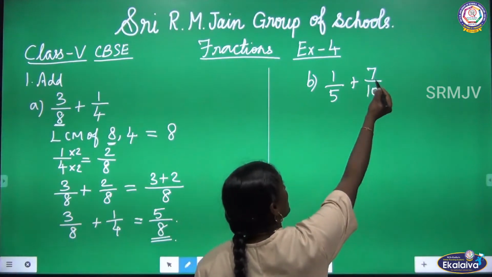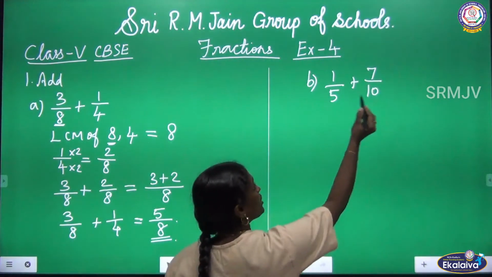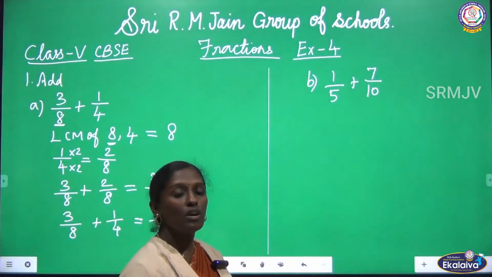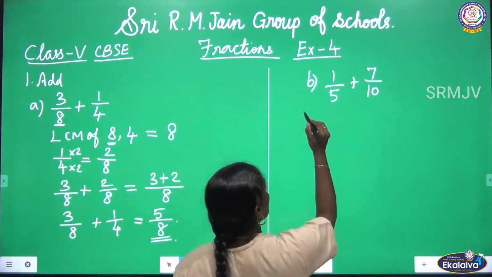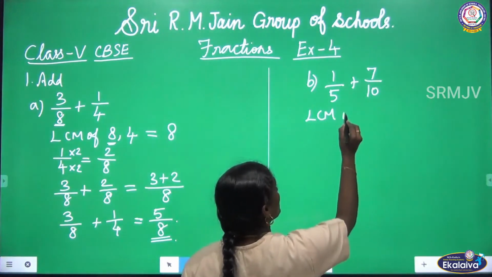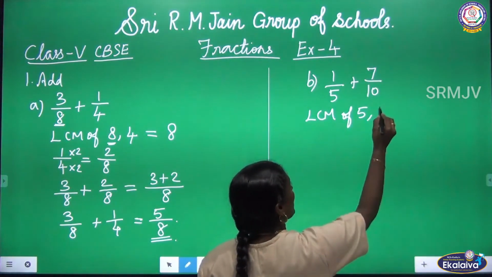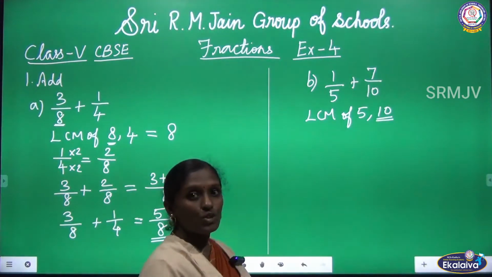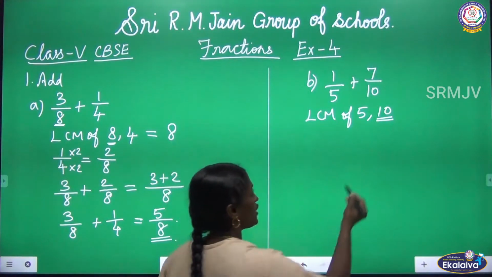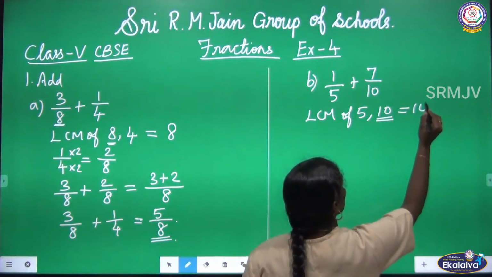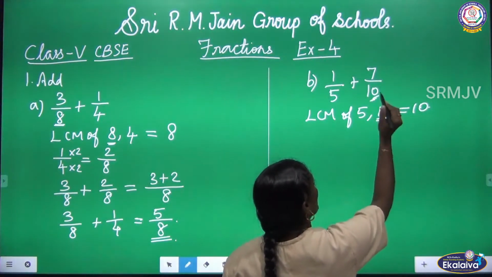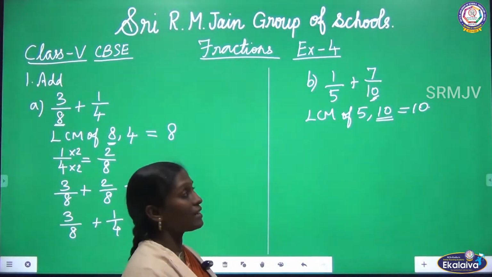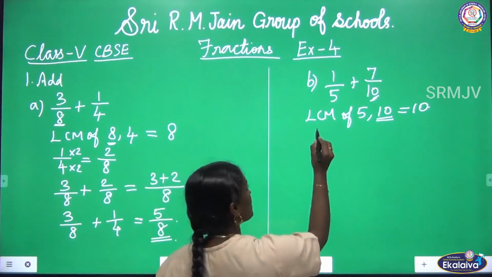1 by 5 plus 7 by 10. Here also these two fractions are unlike fractions, so we are going to convert it into like fractions. For that we have to find the LCM of the denominator numbers 5 and 10. Here 10 is a multiple of 5, so we can take 10 as LCM. So LCM is 10. Here in the second fraction already the denominator is 10, so no need to change the second fraction.